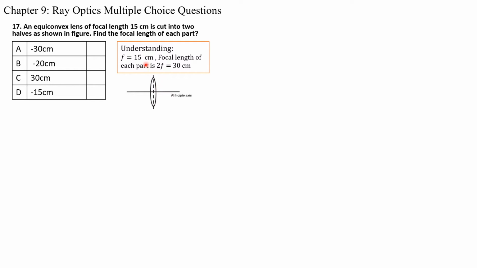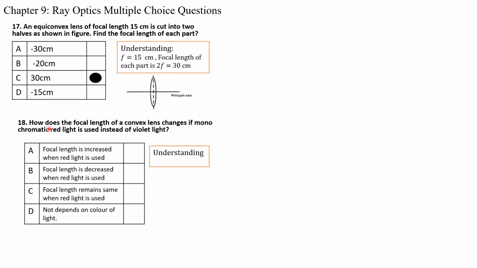So we have to understand this problem. This equiconvex lens is cut into two pieces and the given focal length F is 15 cm. We have to remember that the focal length of each part is 2F. Therefore, it will be 2 into 15, that is equal to 30 centimeter. The correct answer is C. So, please lock the answer option C.